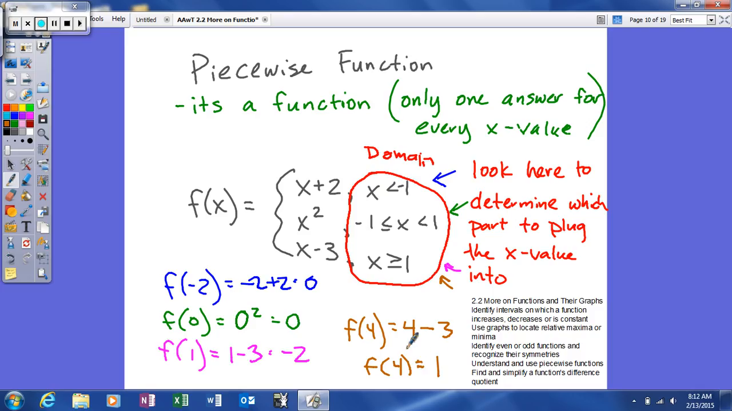Alright, so that's basically finding function values of a piecewise function. Things to remember: you only get one answer. Look at the part after the commas to determine which function we plug it into, and then do the math to get your answer.